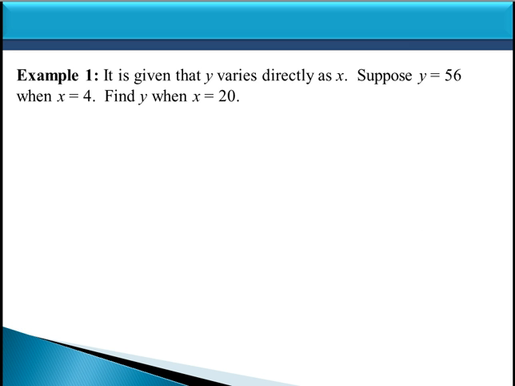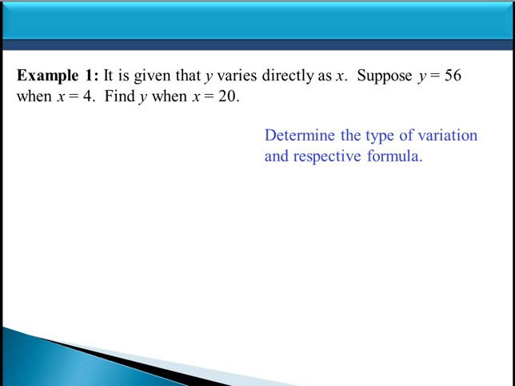For our first example, it says it is given that y varies directly as x. And suppose y equals 56 when x equals 4. And what we want to find is what is y when x is 20. So the first thing we have to do is determine the type of variation, and that will tell us what our respective formula is going to be.